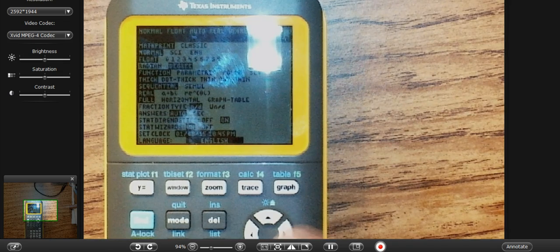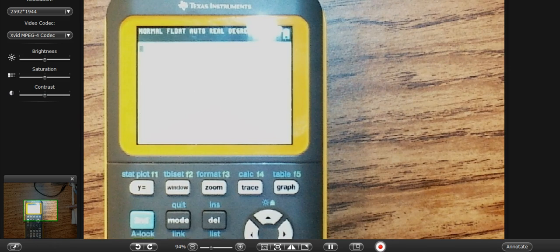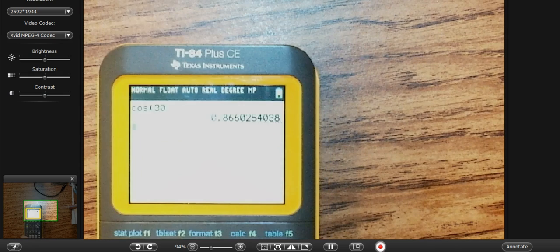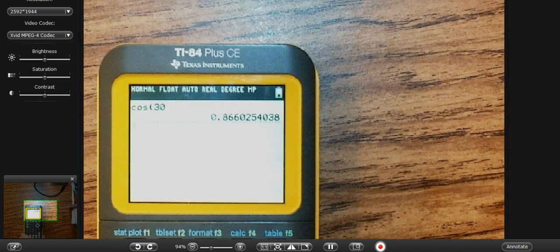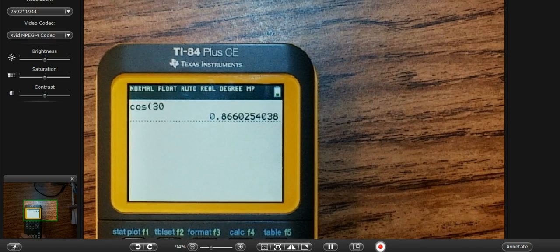Now that you've done that, go back to the home screen by using the quit feature, which you'll all do in about 6 minutes. Now, I want the cosine of 30 degrees. Cosine of 30 degrees is 0.866. Wow, that's a bad spot. Let's see if I can change this a little. Yeah, it's a little bit better.